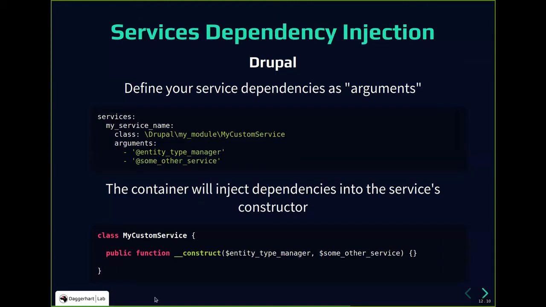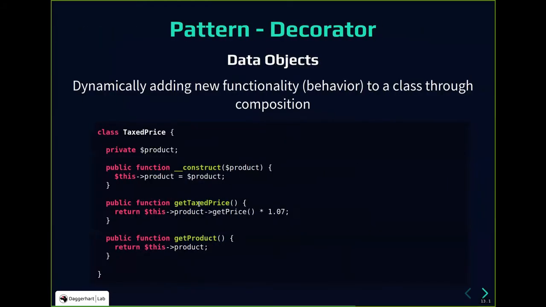So that is the services dependency injection in Drupal. And I have many more examples of services and dependency injection coming up when we get to the all about Drupal section. But we're still in patterns, and so we've got one more pattern to look at that's really useful, and that's the decorator pattern. So let's take a look at the decorator pattern.